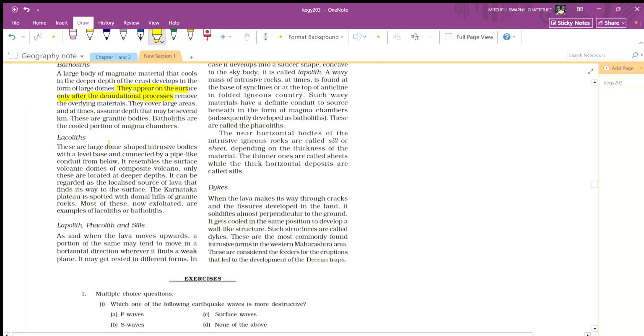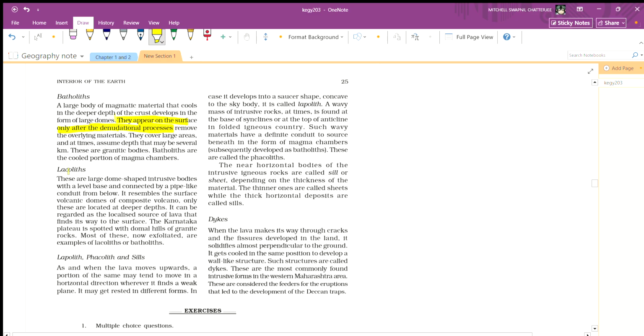Now the second is laccoliths. These are large dome-shaped intrusive bodies with a level base, connected by a pipe-like conduit from below. It resembles the surface volcanic dome of a composite volcano, only these are located at deeper depth. It can be regarded as the localized source of lava that finds its way to the surface.